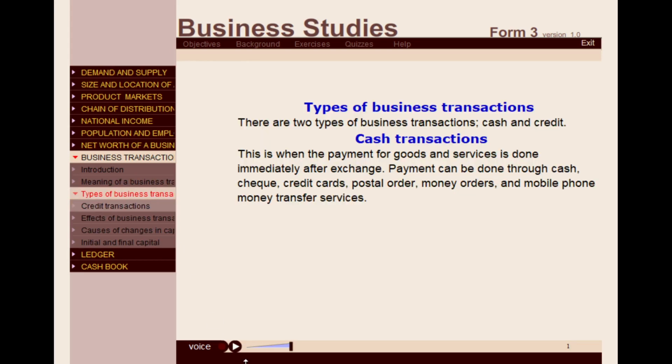Types of business transactions. There are two types of business transactions: cash and credit. Cash transactions. This is when the payment for goods and services is done immediately after exchange. Payment can be done through cash, check, credit cards, postal order, money orders, and money transfer services such as M-Pesa, Zap, UCash, and EcoPesa, among others.